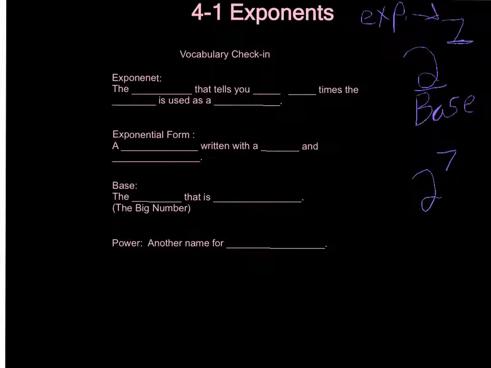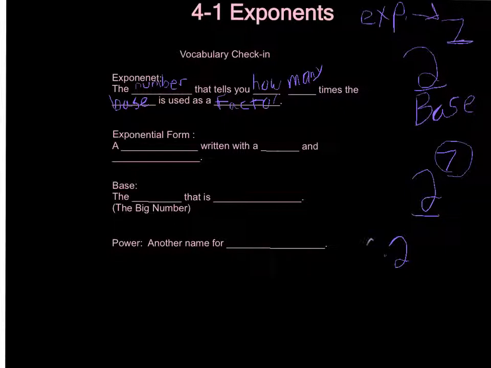The exponent is the number that tells you how many times the base is used as a factor. So in our example here, the exponent is 7, and it tells me to write the base that many times. So 2 times 2 times 2 times 2 times 2 times 2 times 2. So 1, 2, 3, 4, 5, 6, 7. That's what the exponent tells the base to do.